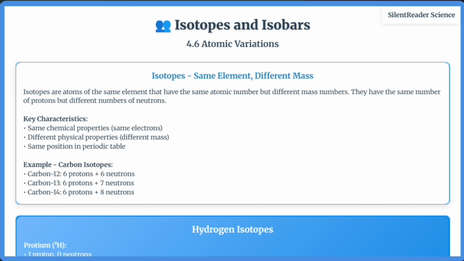Isobars are atoms of different elements that have the same mass number but different atomic numbers. For example, argon-40 and calcium-40 both have mass number 40 but different numbers of protons. Most elements occur as mixtures of isotopes, which is why atomic masses in the periodic table are often not whole numbers, they're weighted averages of all naturally occurring isotopes.